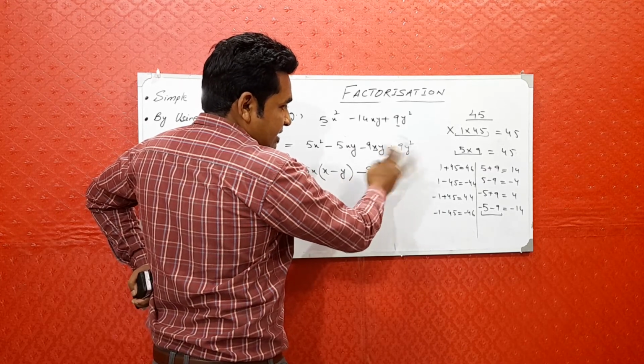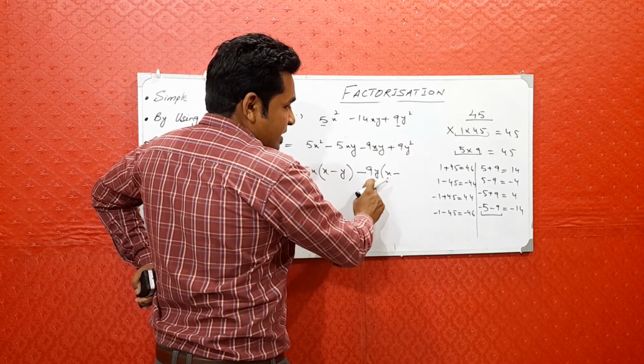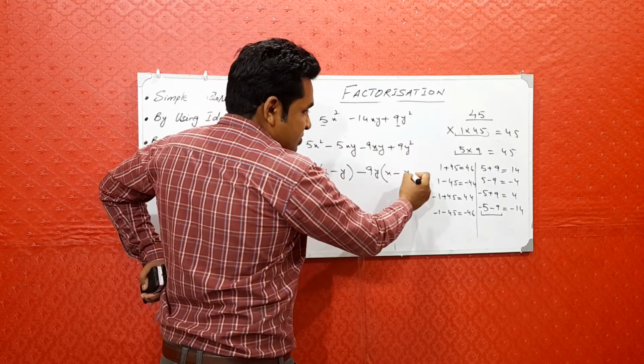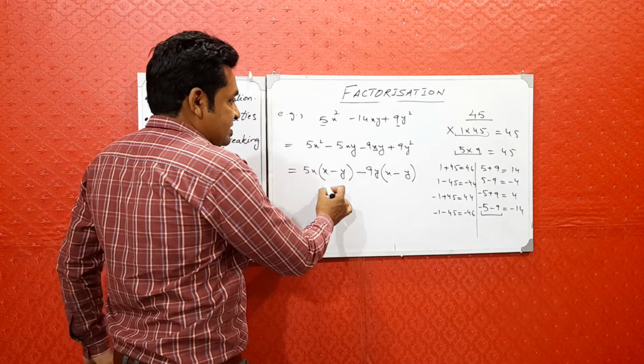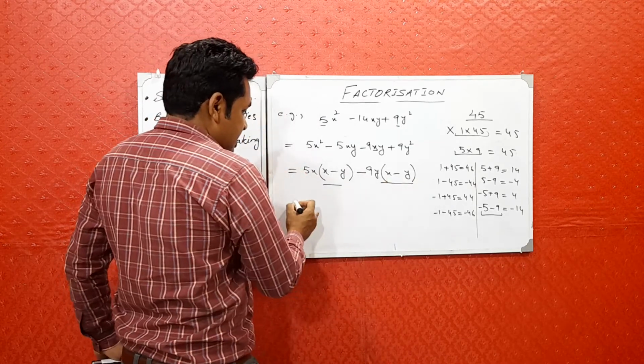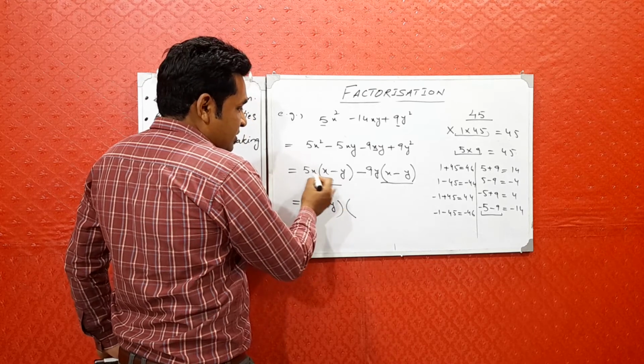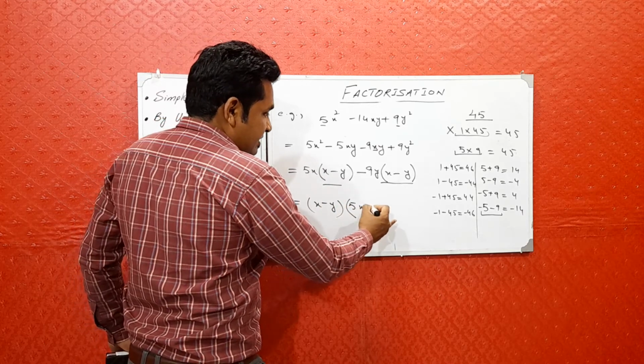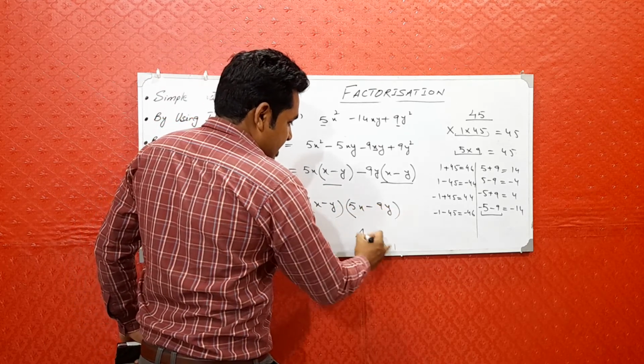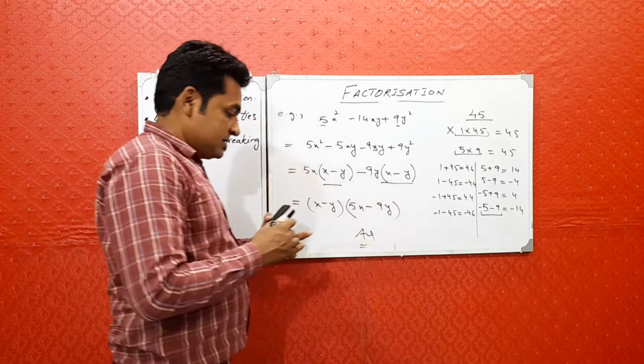The 9 we have taken common, one y we have taken common, the other y we are supposed to write here. So x minus y and x minus y, these are the same, so we will write down x minus y, which we have taken common. So here we are left with 5x minus 9y. So that's the factorization of this expression.